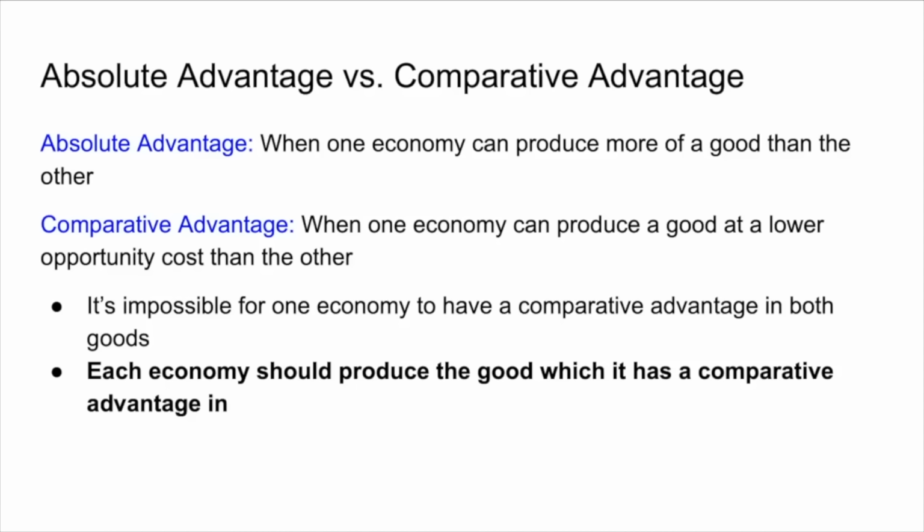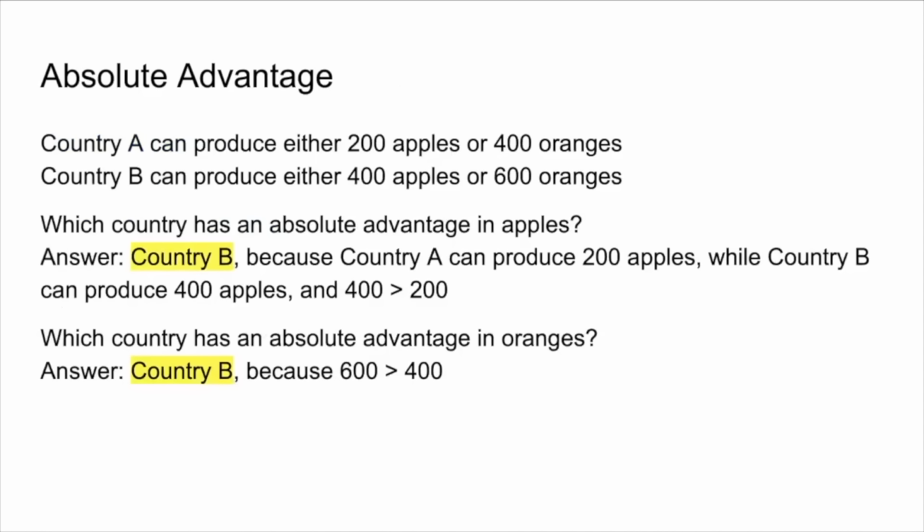And to solve the problem that we just saw, each economy should produce the good which it has a comparative advantage in. And later we'll see why it's impossible for one economy to have a comparative advantage in both goods. So, who has the absolute advantage in each good? The answer is country B for both goods because it can produce 400 apples while country A can only produce 200, and it can produce 600 oranges while country A can produce only 400.